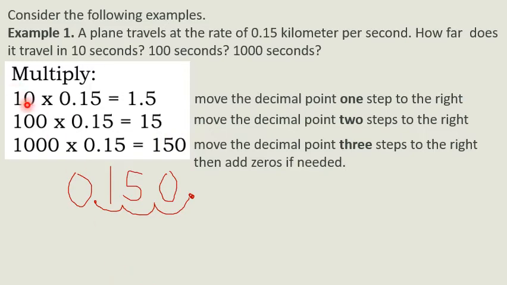So, kapag 10, mag-move tayo ng isa. Isa lang. Isang point lang. Pag ito times sa 100, mag-move tayo ng dalawa. So, 1, 2. Pag 1,000, tatlo. So, 1, 2, 3. Okay?